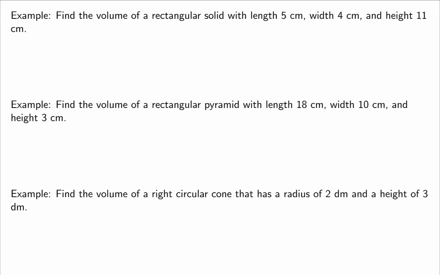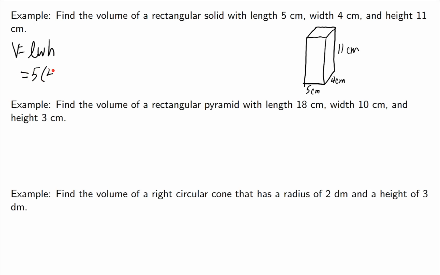Let's do a few examples. Find the volume of a rectangular solid with length 5 centimeters, width 4 centimeters, and height 11 centimeters. For this one, the volume is just simply length times width times height. So let's plug it in. 5 times 4 times 11 is equal to 220, and our units here are centimeters cubed, because again we're looking at volume.